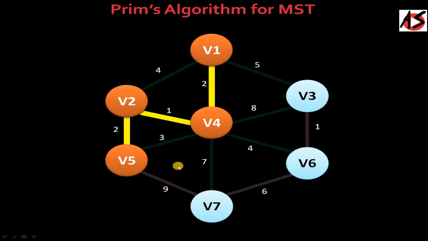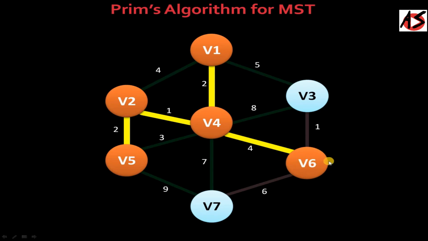Now you can include one more edge, that is V5 to V7 having weight 9. We include it for consideration, and then we again search for the minimum one. Here we get this edge having weight 4, and it leads to the unvisited node V6. So now we have connected V6.